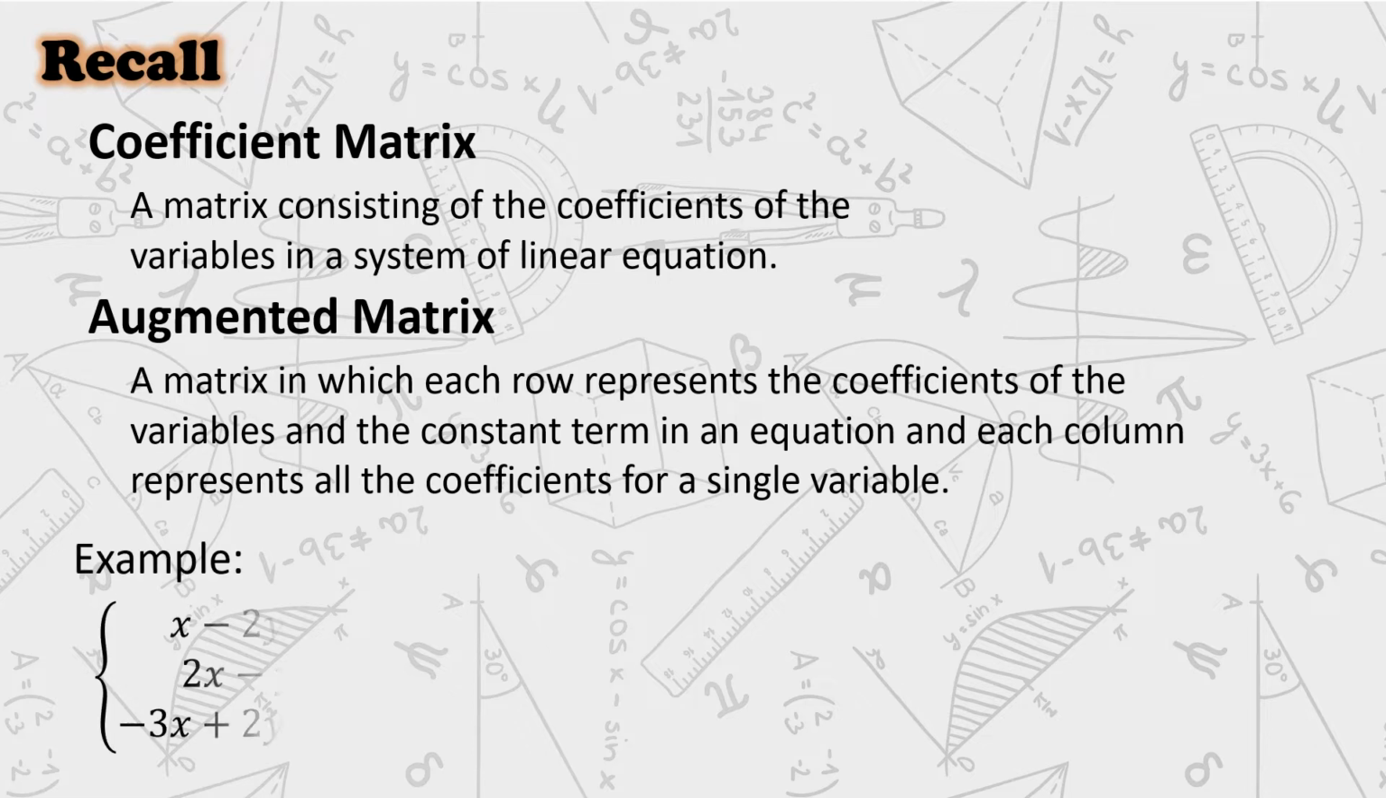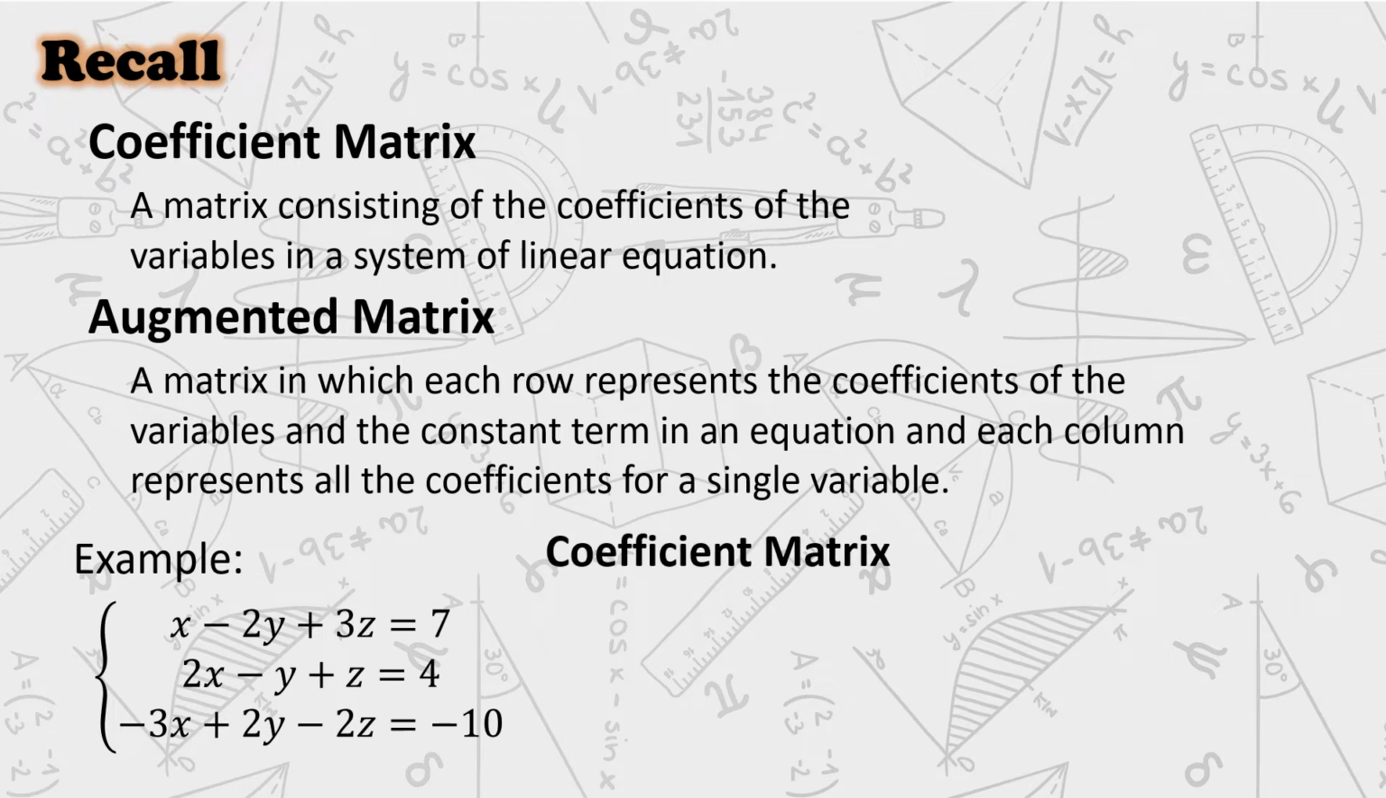Let us have an example. In the system of equations in three variables, x minus 2y plus 3z equals 7, 2x minus y plus z equals 4, and negative 3x plus 2y minus 2z equals negative 10. The coefficient matrix is the matrix with elements 1, negative 2, 3 on the first row, 2, negative 1, 1 on the second row, and negative 3, 2, negative 2 on the third row.